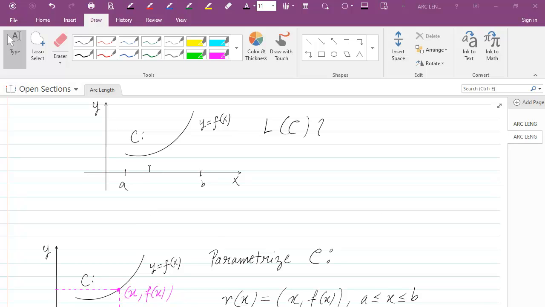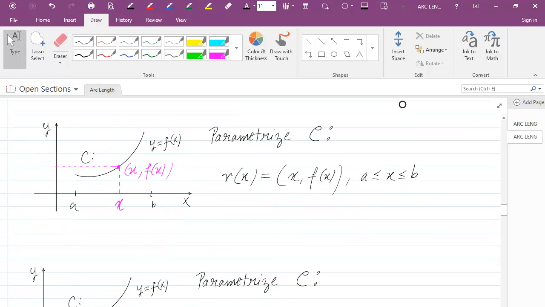Let C be a curve where C is the graph of a function y of x, where x is between a and b. And we want to find the length of C. In order to apply the length formula that we obtained earlier, we need to be able to parameterize the curve.